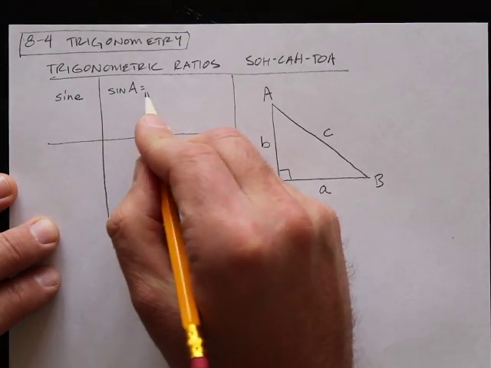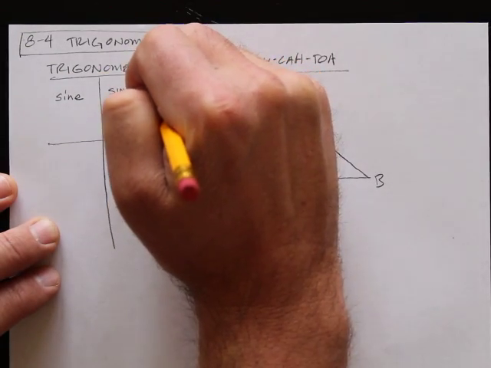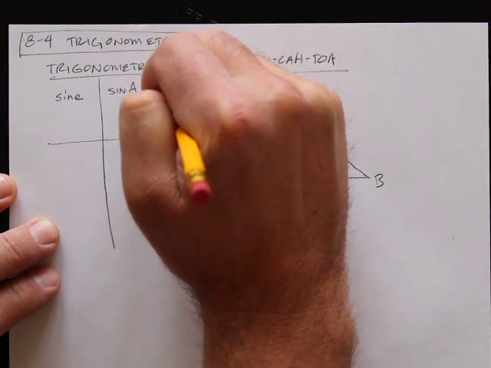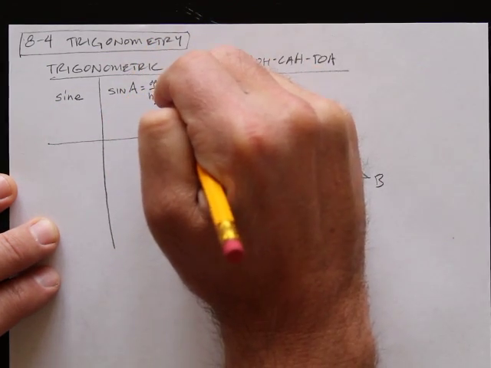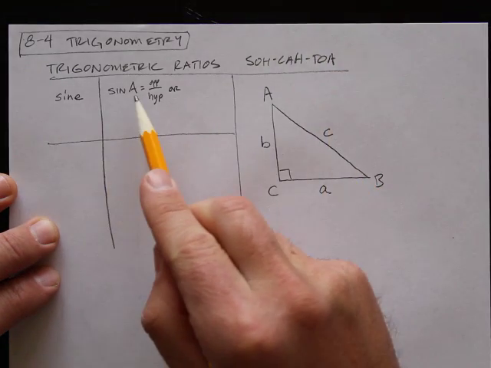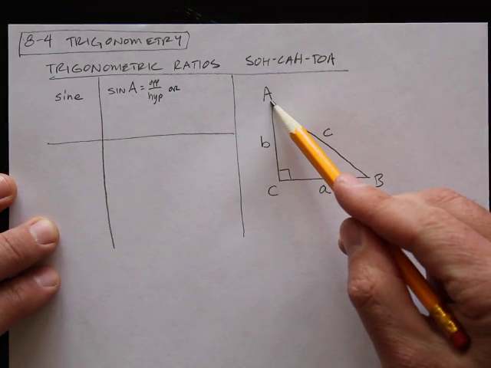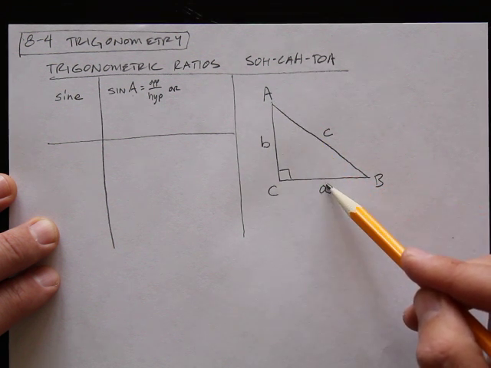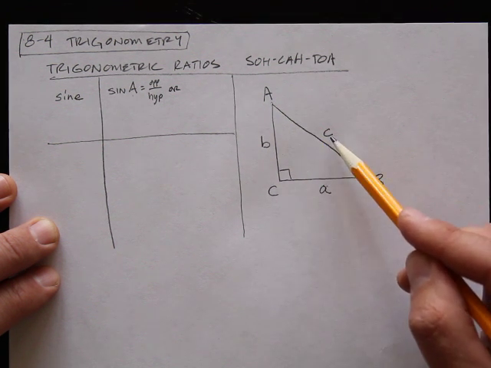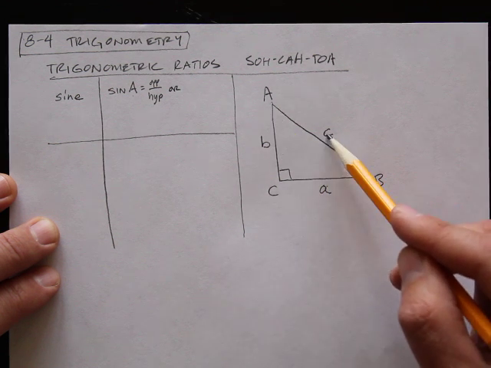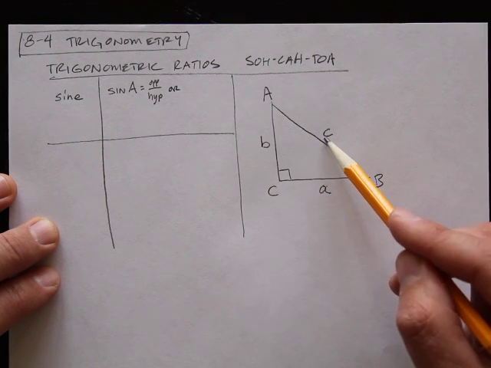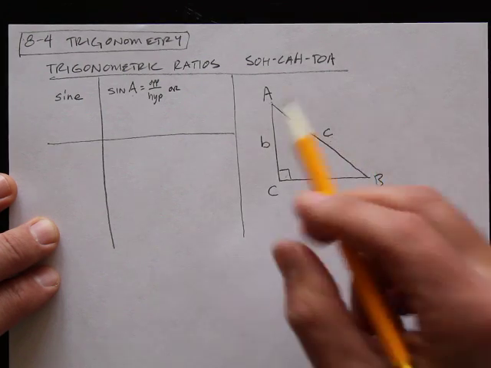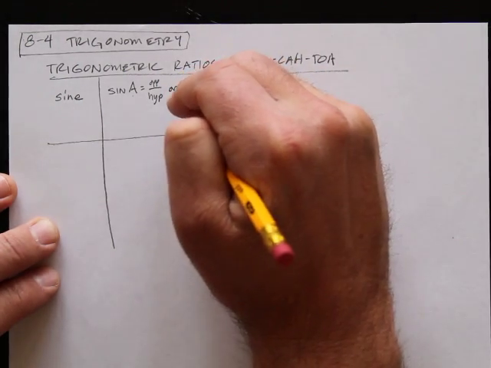Okay, sine of A is opposite over hypotenuse. So if I'm looking at A, the opposite over hypotenuse. So the opposite side over the hypotenuse. Remember, the hypotenuse is the one across from the 90-degree angle. So opposite side over hypotenuse. So A over C.